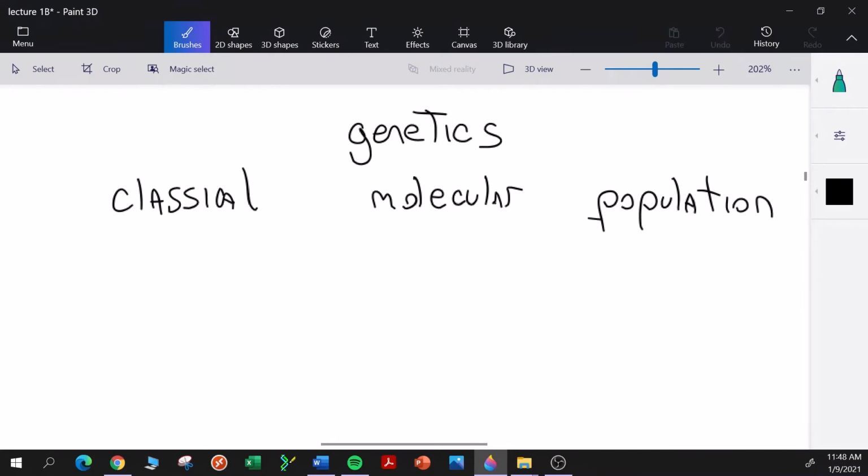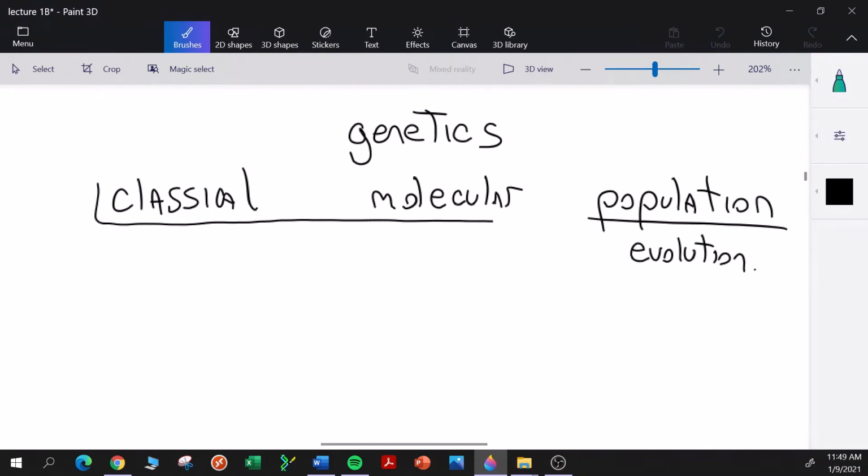Now, population genetics is how genetic information works at the population level. We will spend at least one class talking about population genetics, but we have a course called Evolution here at Illinois State University that really focuses on population genetics. And I encourage you to take that course. I believe it's a 300 level course. We are going to spend most of the semester talking about classical genetics and molecular genetics.